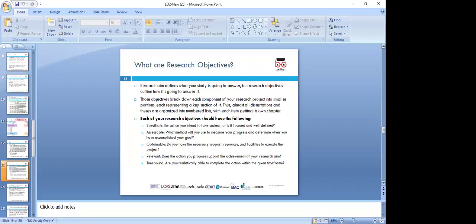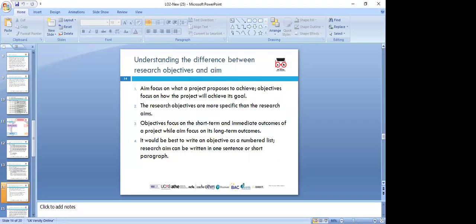So while your aims look at your study, your objectives look at how to outline those. Research objectives should have the following. Specific: the action that you intend to take. Measurable: what method would you use to measure your progress? Achievable: do you have the necessary support? Relevant: does the action you propose support the achievement of your research aim? Time-bound: are you realistically able to complete the action within the given time frame? Very, very important.